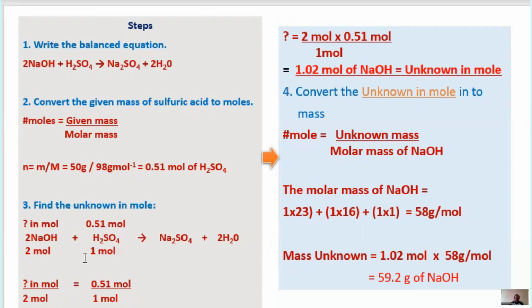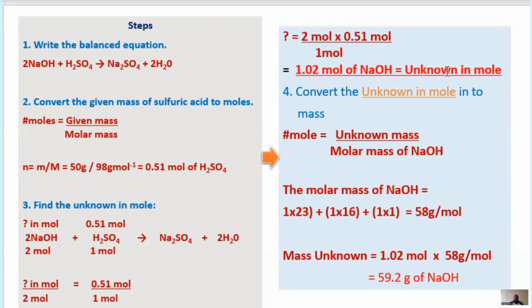From the stoichiometric proportion, 1 mole of sulfuric acid is combined with 2 mole of sodium hydroxide. 2 and 1 are the coefficients of sodium hydroxide and sulfuric acid respectively. Then 2 question mark divided by what? 2 mole, which equals 0.51 mole divided by what? 1 mole, which equals 2 mole multiplied by 0.51 mole divided by 1 mole. Mole is cancelled by mole, and this gives 1.02 mole of sodium hydroxide. This is the unknown in mole.